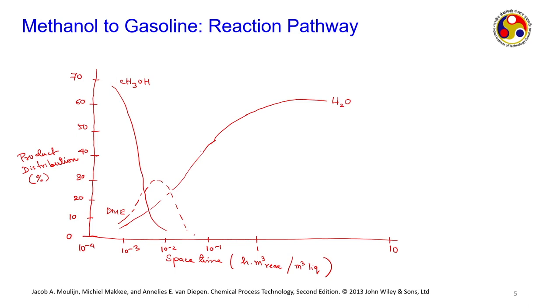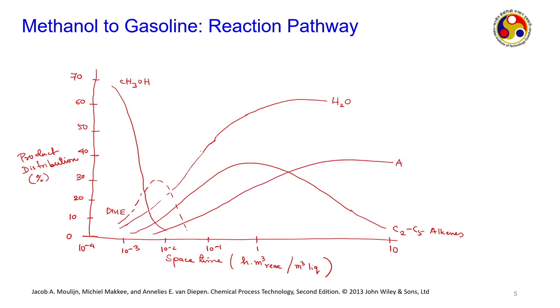So what is coming up then? So you will have a sharp peak of C2 to C5 alkenes. So you are producing C2 to C5 alkenes, okay, in the fairly long space time. Then what else? You are also producing aromatics, okay. So what is this aromatics? So you will be again producing aromatics. Yes, you remember the series of reactions we are talking about.